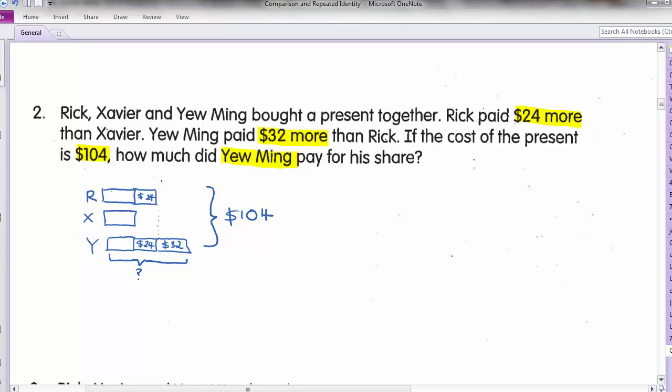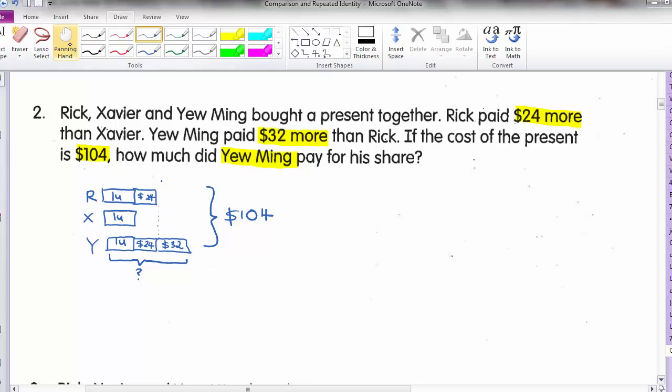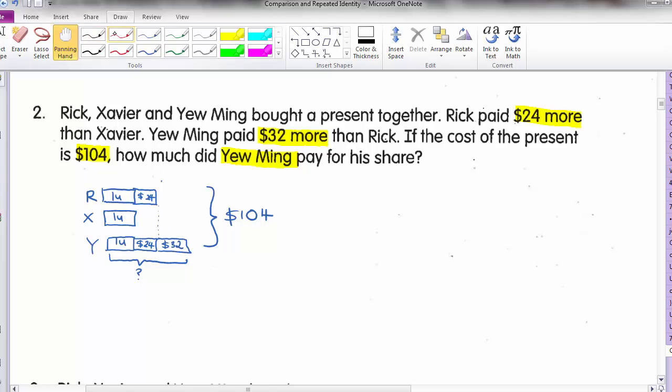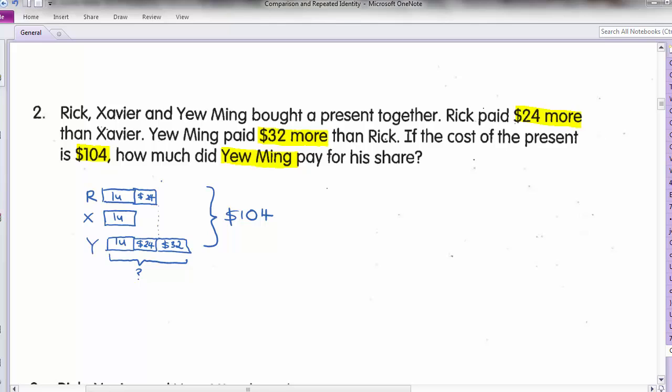How many units do I have? I have 1 unit here, 2 units, and I have 3 units. But I have lots of extras. I have this 24, I have this 24, I have this 32. So I need to get rid of them. A few ways of doing it: you can just subtract all together, or you can add them up first. 24 plus 24 plus 32, and that will give you 80.